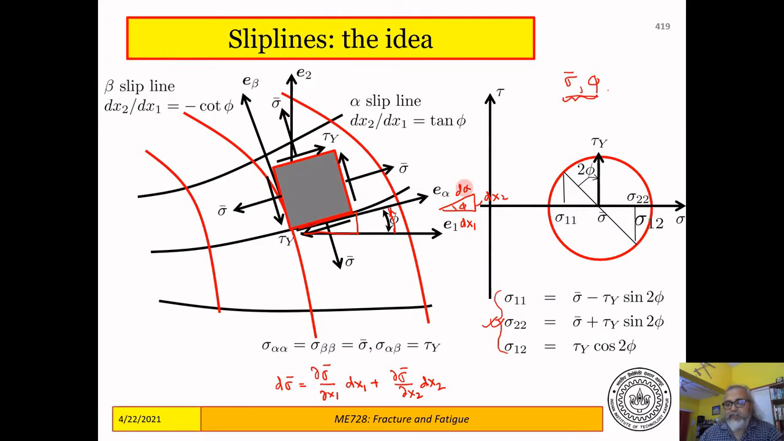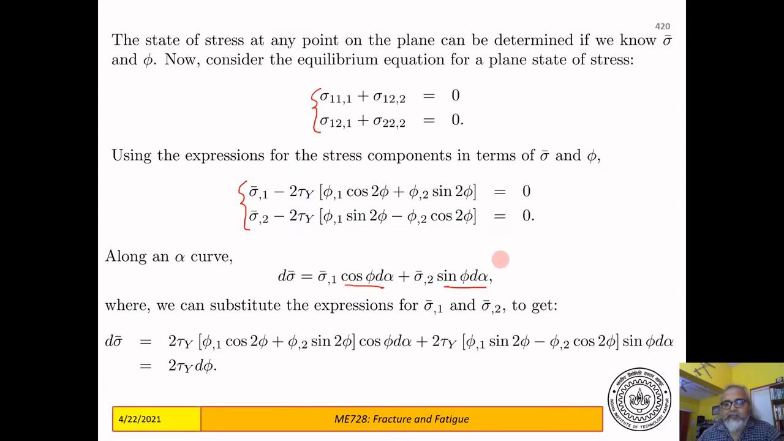So yes, d alpha cos phi and d alpha sin phi, and that's what I have plugged in here. Now you can substitute the expressions for sigma bar 1 and sigma bar 2 from these two expressions, and then you get d sigma bar along an alpha line to be equal to 2 tau y d phi. So if you move along an alpha line, the change in the mean stress is equal to 2 tau y times the change in the angle.